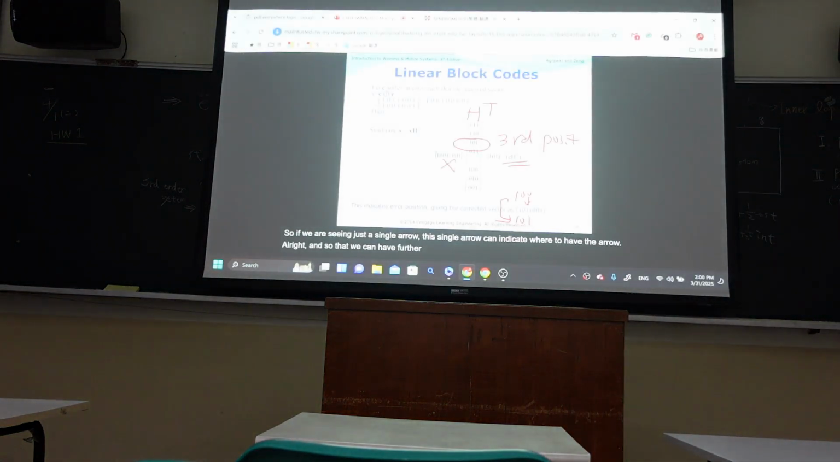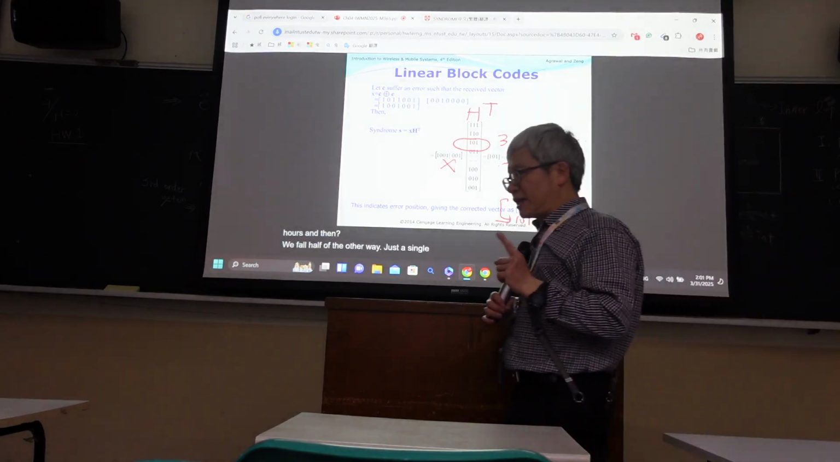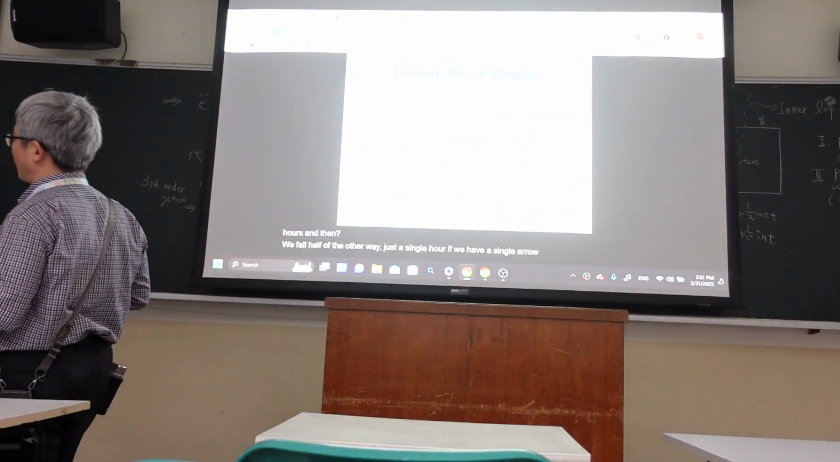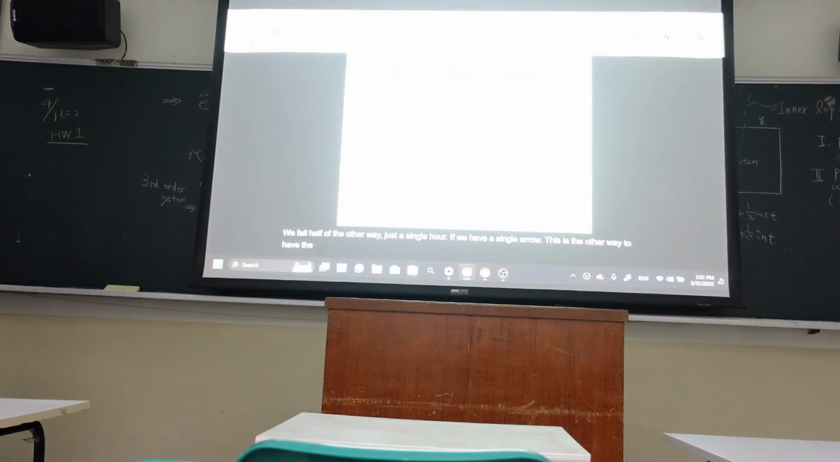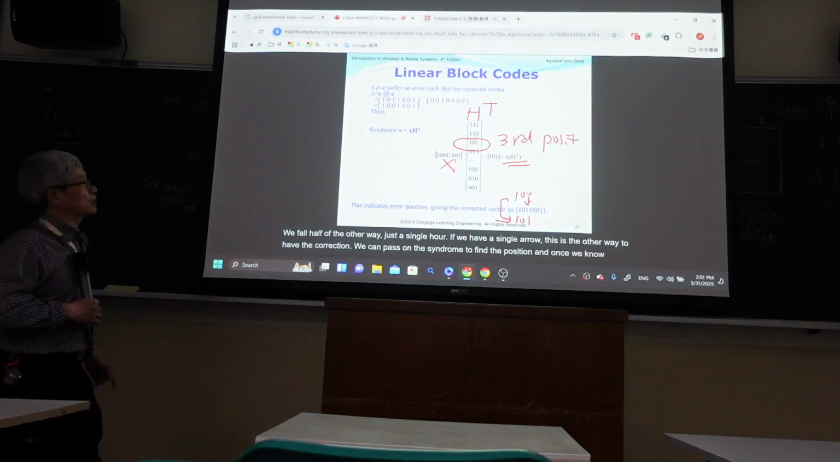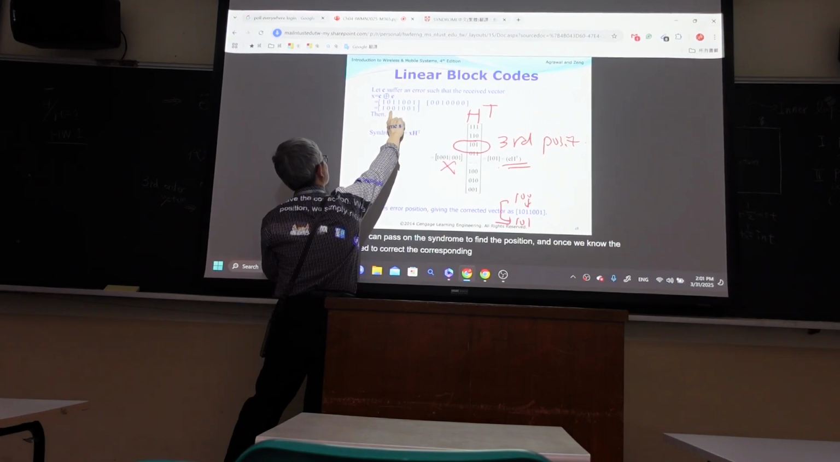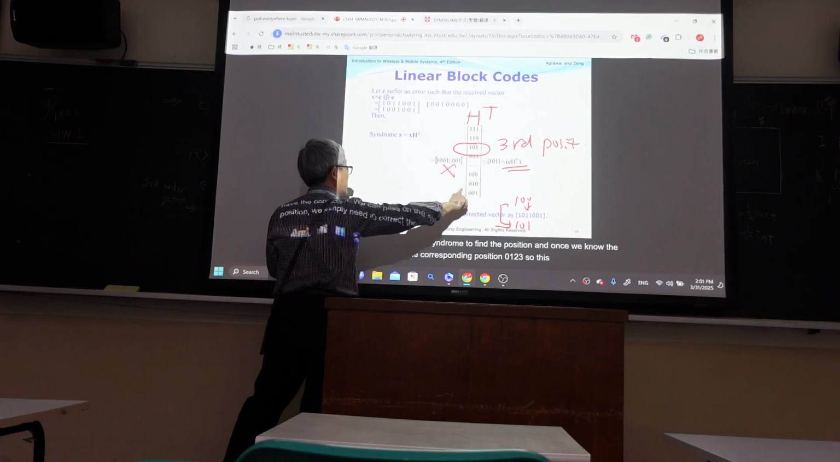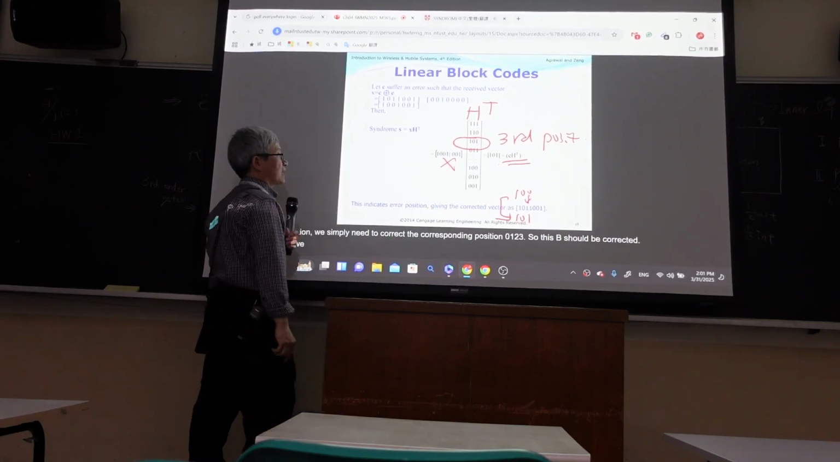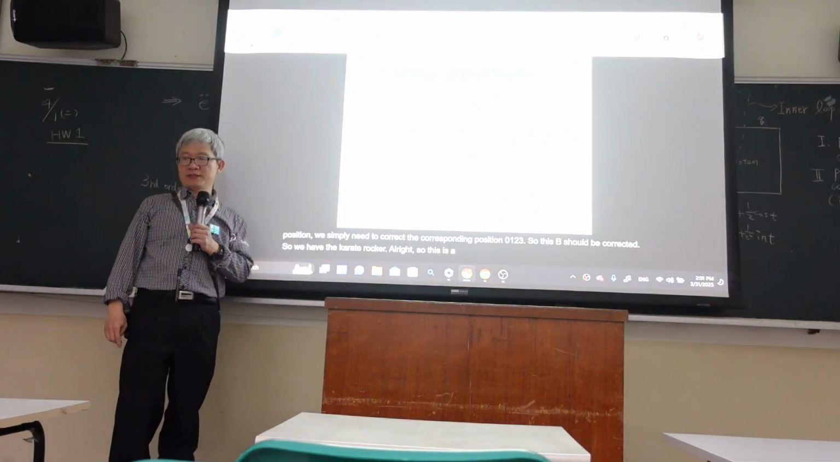And maybe you think, okay, how about more errors, and then we still have the other way? No, just a single error. If we have a single error, this is the way to have the correction. We can pass on the signal to find the position. And once we know the position, we simply need to correct the corresponding position. Oh, 1, 2, 3. So this bit should be corrected. So we have the corrected vector. Alright, so this is the story. About the story, check it.